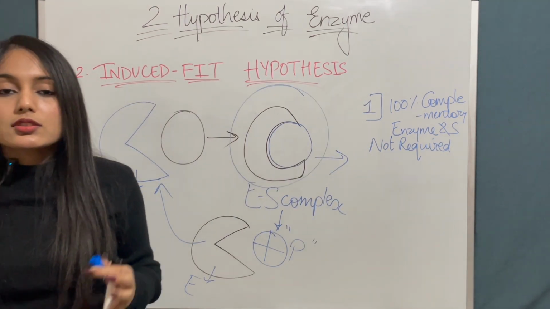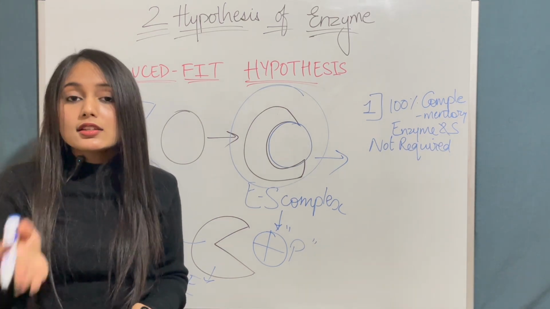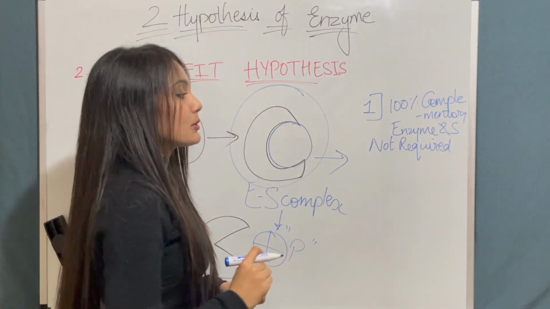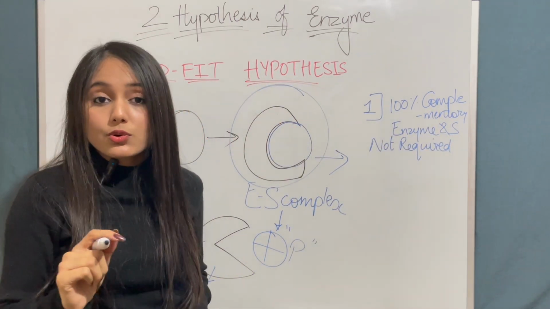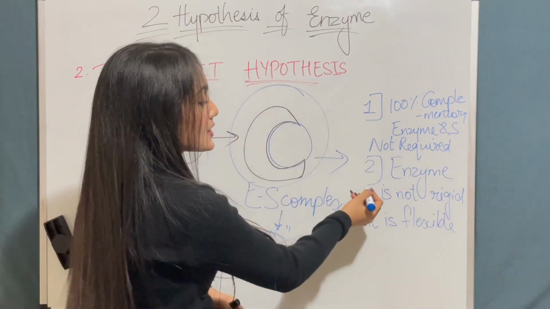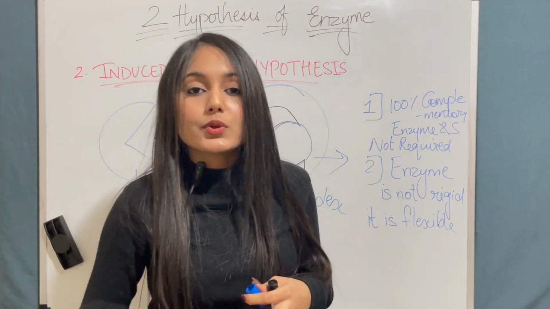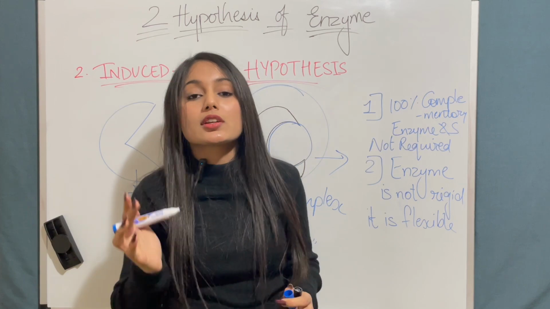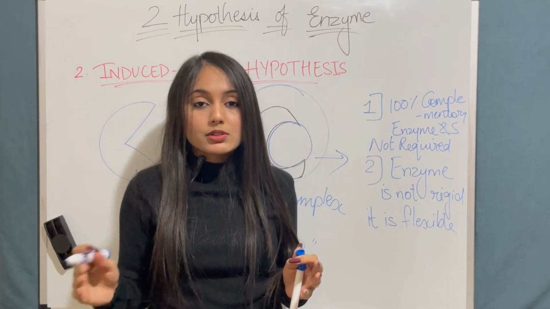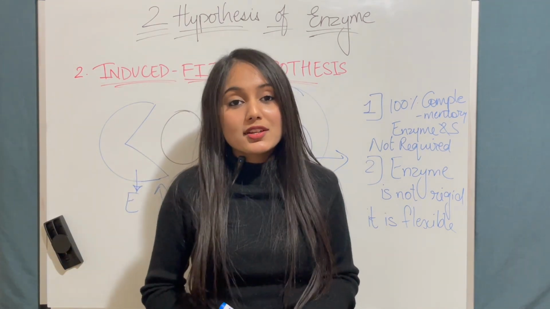So, according to this hypothesis, what are the different things happening compared to the lock and key hypothesis? First, 100% complementary enzyme and substrate are not required. Secondly, the enzyme is not rigid, it is flexible. Enzyme and substrate fit each other the way your glove and your hand fit each other. So they both are flexible to each other and they form a tight structure.